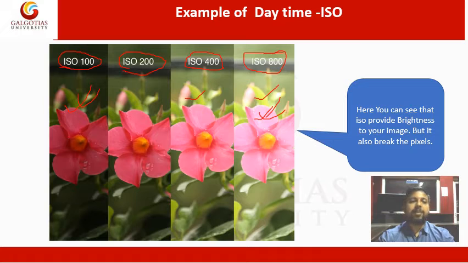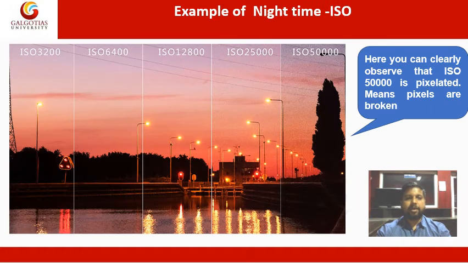So it means when we are shooting in daytime with very sufficient light, we use ISO 100 or ISO 200 for our image. Here you can see an example in the evening or night time. The normal number is ISO 3200. This image is a little bit, I mean, good.